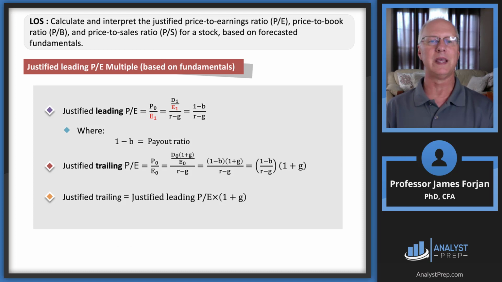And notice that we put the E1 in bolded red font. And so the justified leading PE ratio is, well, there's PE, right? And then we divide both sides. We get the dividend 1 over earnings 1, and then that can be summarized by 1 minus B, right? B is the retention ratio. And so look at the next part of the right-hand side of the equal sign. This justified leading PE ratio is (1 minus B) divided by (R minus G).